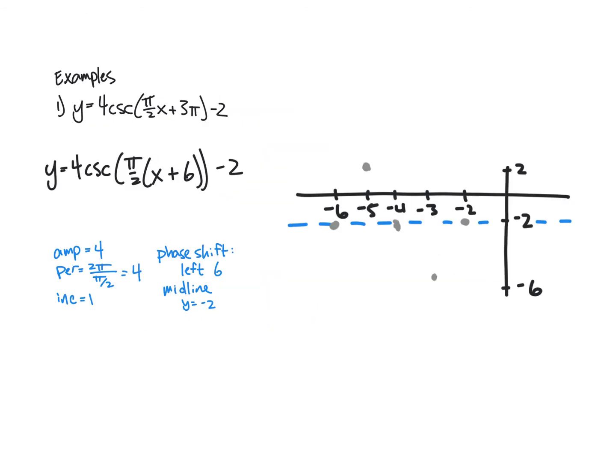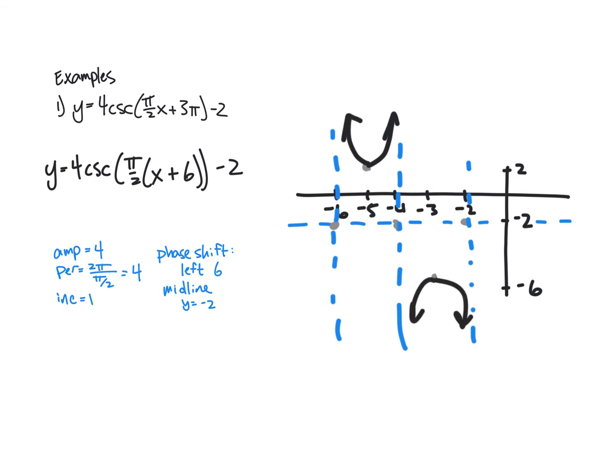All right, so sorry I have to move some things around, but anywhere where I'm going to hit this midline, this acts as if it's the x-axis. So I'm going to draw my vertical asymptotes there. And at the maximum and minimums, I'm just going to draw my u-shapes. And there I've got my cosecant function.